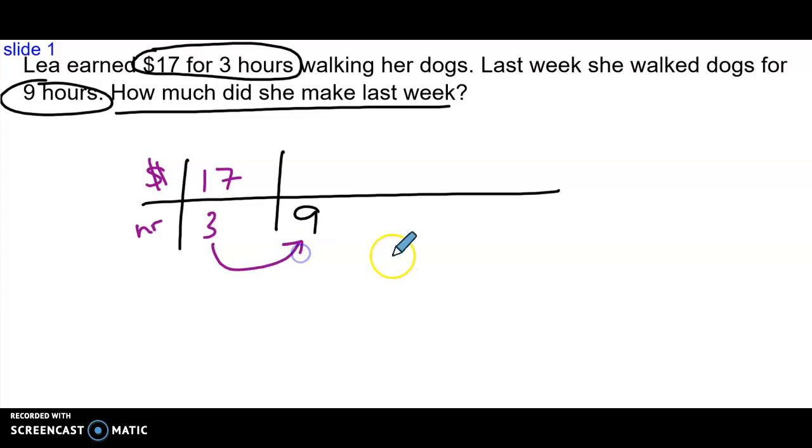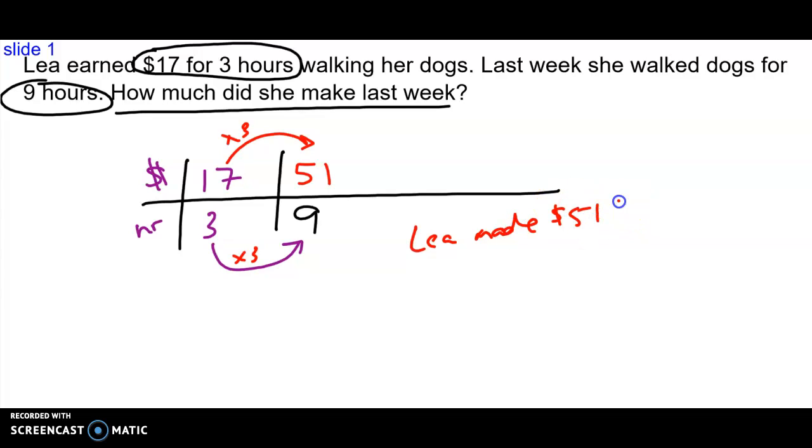What do you do to 3 to get 9? Yeah, you multiply by 3. So what are you going to do to 17? You're going to do the same exact thing. Multiply by 3. So 17 times 3 gives me 51. So how much did she make last week? Leah made $51 last week.